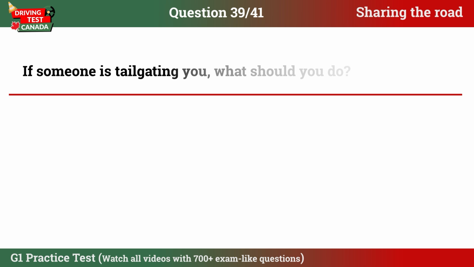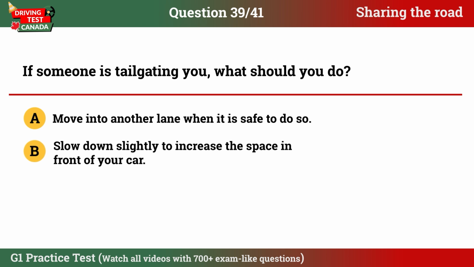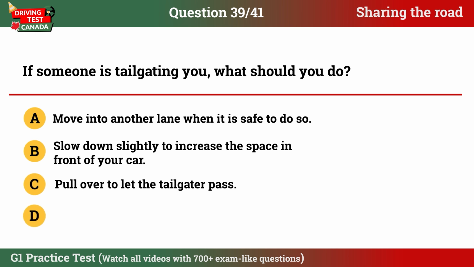Question 39. If someone is tailgating you, what should you do? A. Move into another lane when it is safe to do so. B. Slow down slightly to increase the space in front of your car. C. Pull over to let the tailgater pass. D. All of the above.